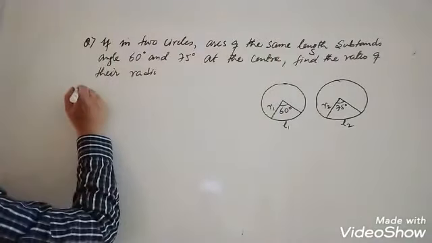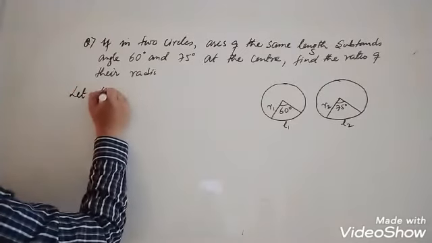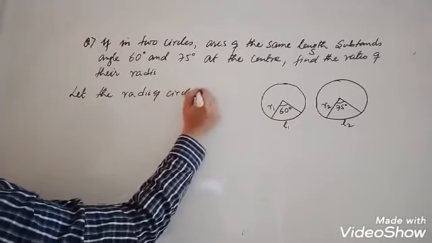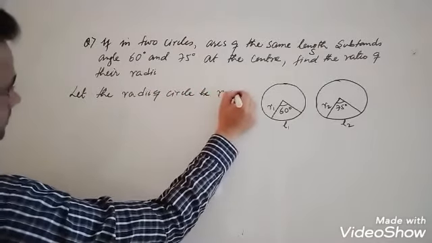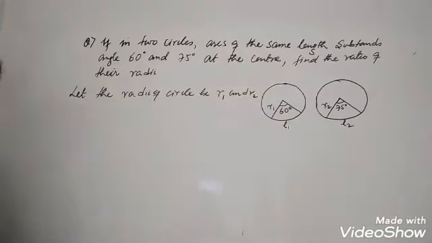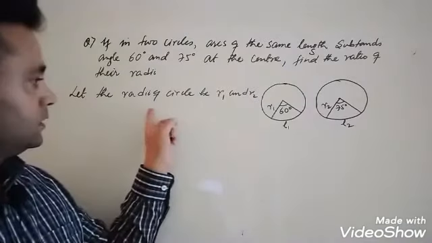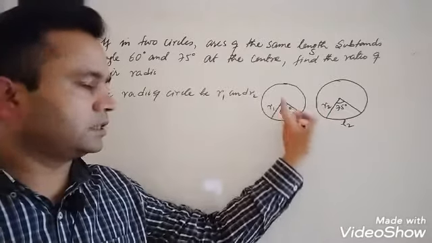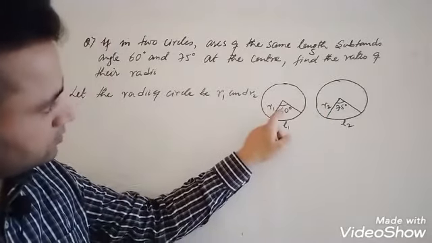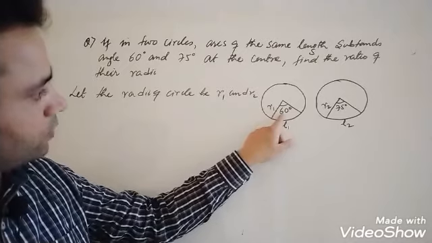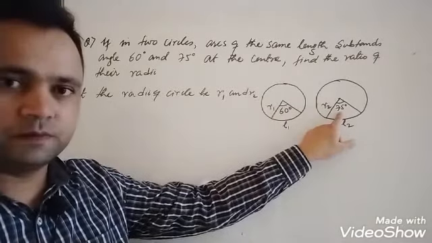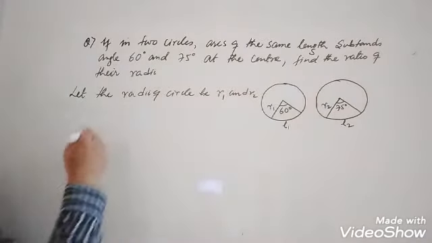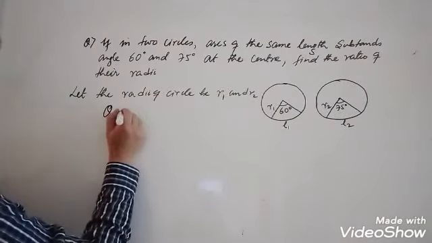Let R1 and R2 be the radii of the circles. Now it is given that this is theta 1 and this is theta 2. 60 degrees is theta 1 and 75 degrees is theta 2. So now theta 1 equals 60 degrees.